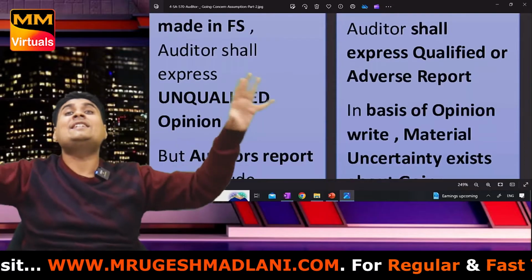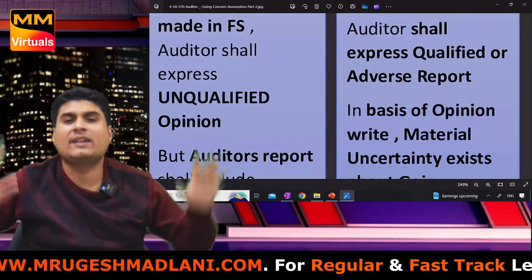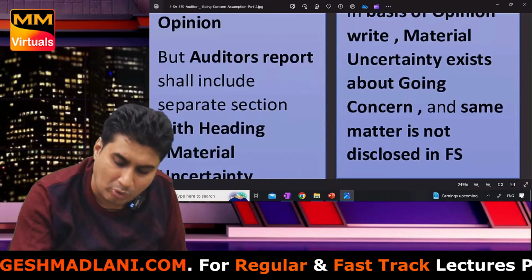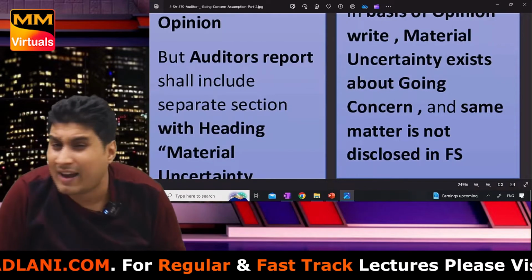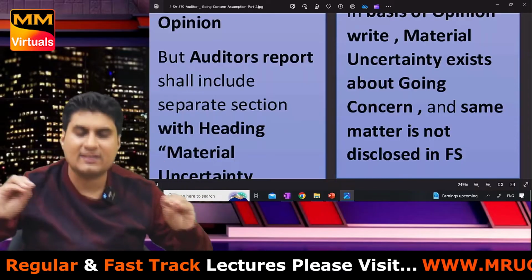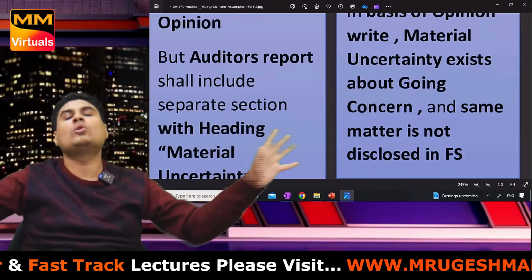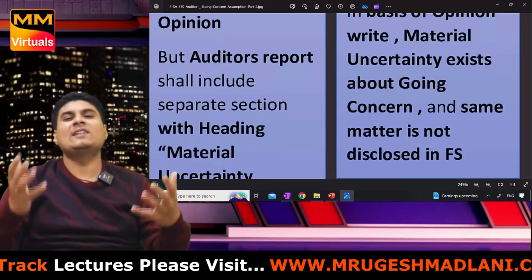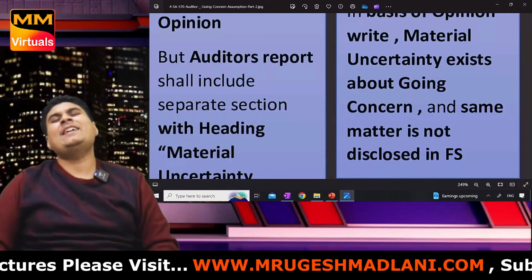If they don't write in notes to accounts about material uncertainty, I will give a qualified or adverse report. In the basis of opinion, I will write why I have given qualified or adverse: because material uncertainty is there and the same is not written in notes to accounts. Clear? I hope it's clear. So two complicated standards are done.